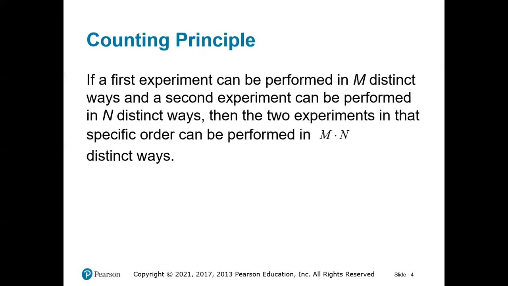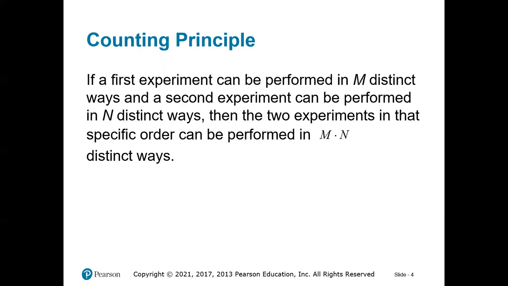Here is what's called the counting principle, or the fundamental counting principle. Suppose that you have an experiment, and this experiment has m distinct ways. And followed by this experiment, you have a second experiment, and the second experiment can be done in n distinct ways. In how many ways can you do both experiments back to back? Well, you have m times n distinct ways in which you can do these two experiments one after the other. This might sound a little bit confusing.